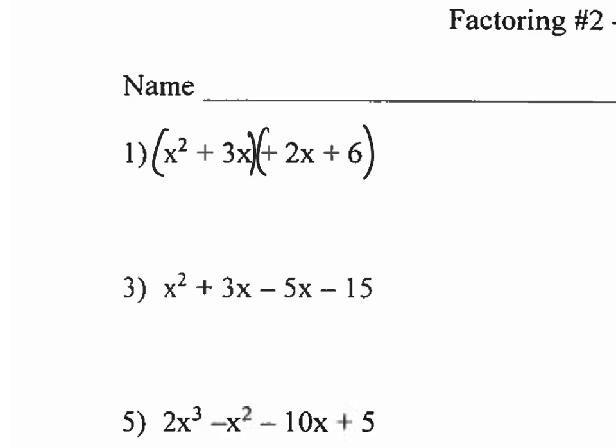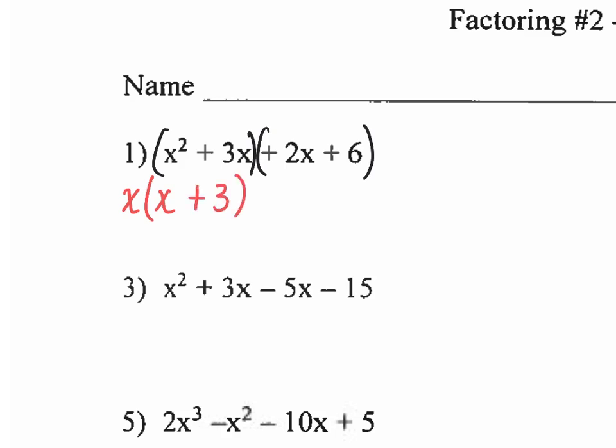Now, in this first group, what can I take out of both of these terms? An x. So I'm going to take an x out. If I take an x out of x squared, what's left? An x. I mean, if I divide x out of x squared, what's left is an x. If I take an x out of 3x, what's left? A positive 3.